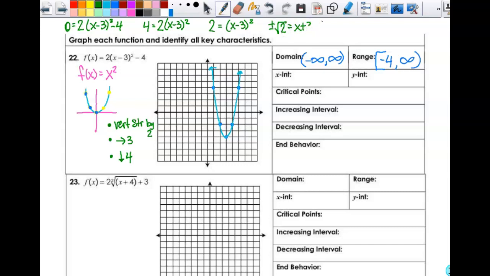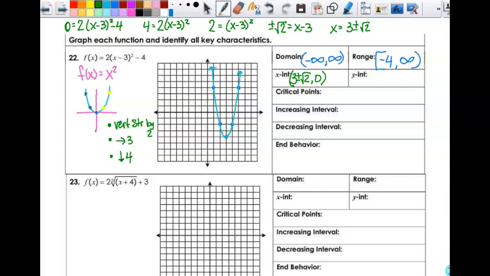I'm sorry, no, it doesn't. It's x minus 3. X minus 3. Then I add 3 to both sides. So x is equal to 3 plus or minus the square root of 2. So my x-intercept is 3 plus or minus the square root of 2, comma, 0. And remember, x-intercept means ordered pair. Zeros means it's a set of numbers.